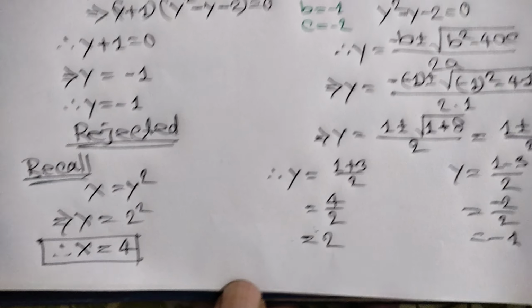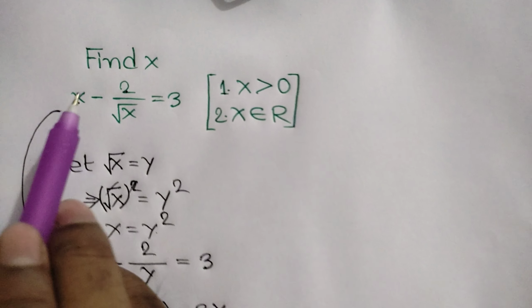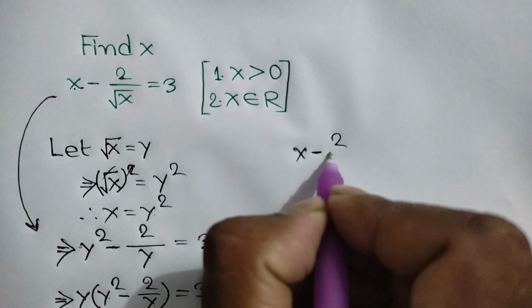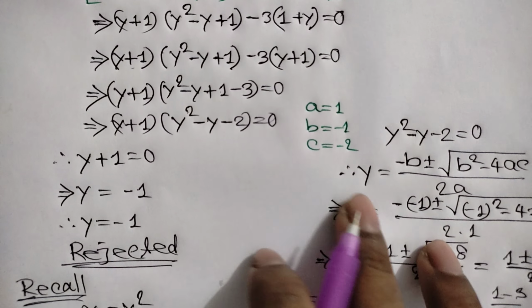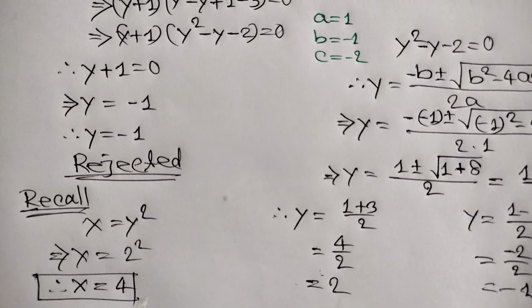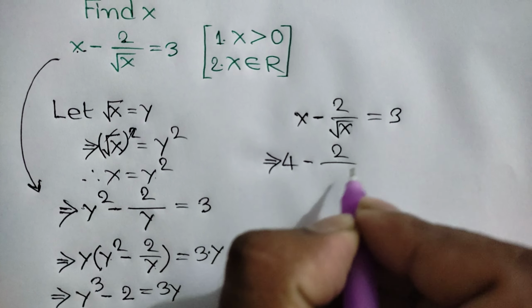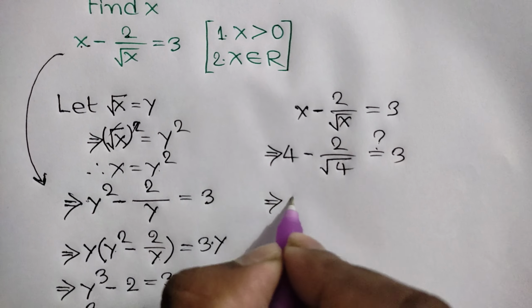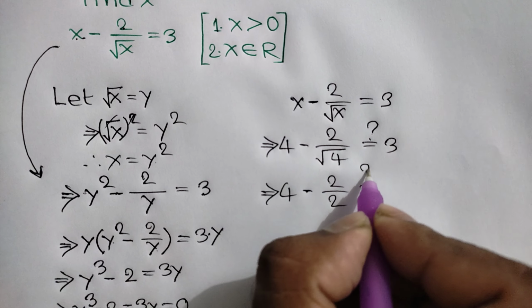Now let's check. Our equation is x minus 2 over square root of x is equal to 3. Here x is equal to 4, so we can write 4 minus 2 over square root of 4. Is it equal to 3? Square root of 4 is 2, so 4 minus 2 over 2, is it equal to 3?